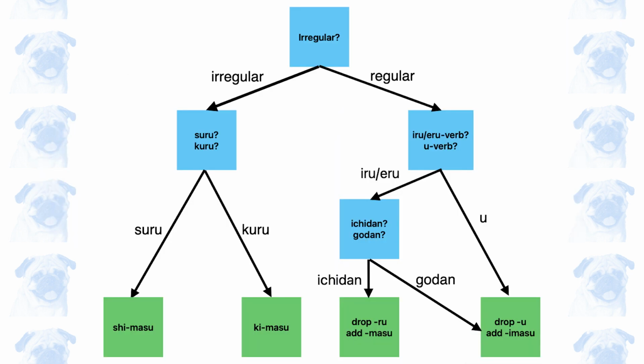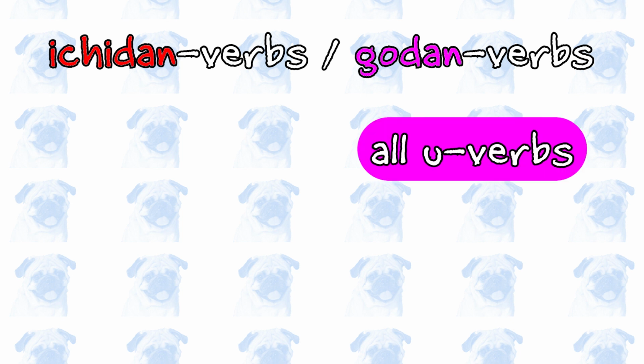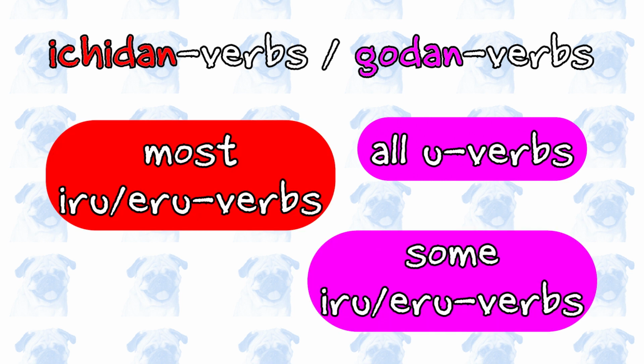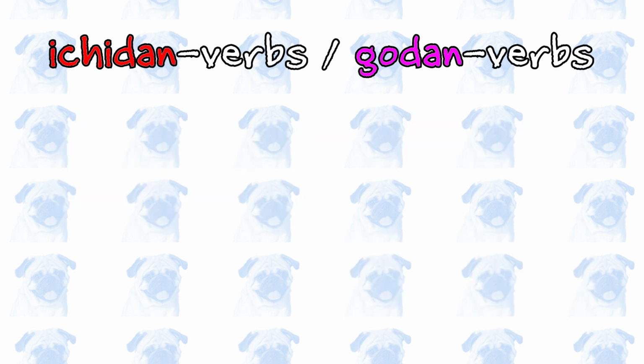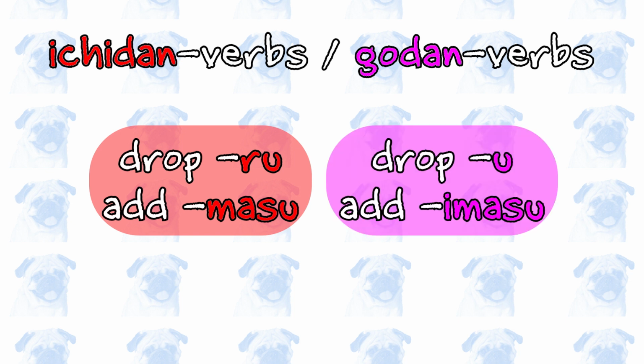Step 3. Is the verb in question an ichidan verb or a godan verb? There are ichidan verbs and godan verbs in Japanese, apart from the irregular verbs. All u verbs are godan verbs. However, while most iru-eru verbs are ichidan verbs, there are some iru-eru verbs that are godan verbs. If the verb in question is an ichidan verb, then drop the ru and add masu. If the verb is a godan verb, drop only the u and replace it with imasu.